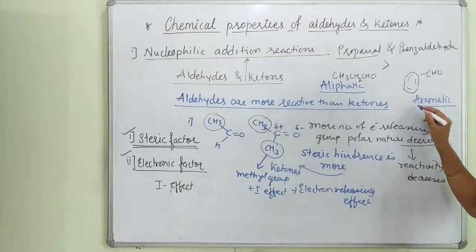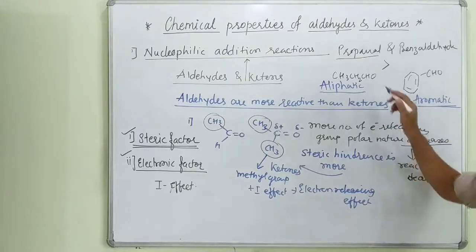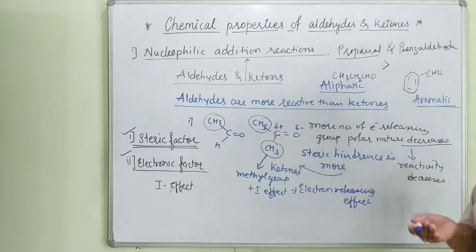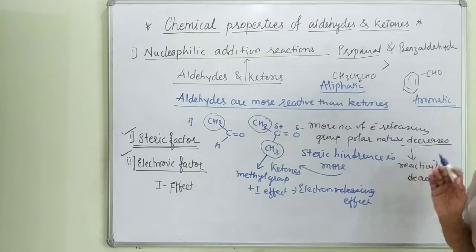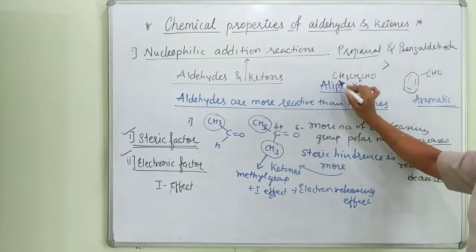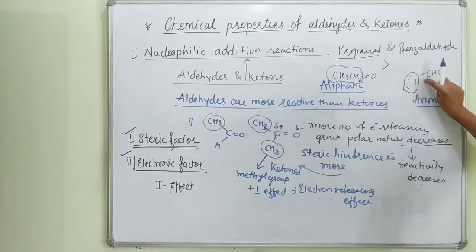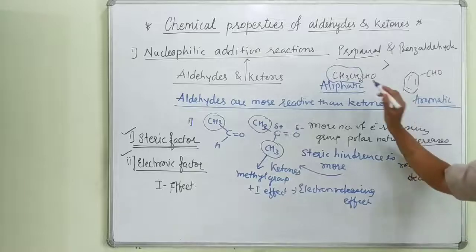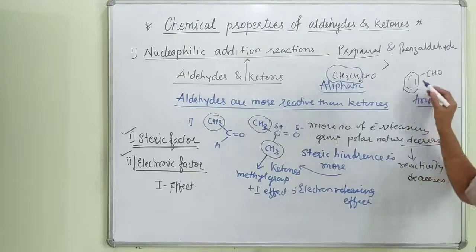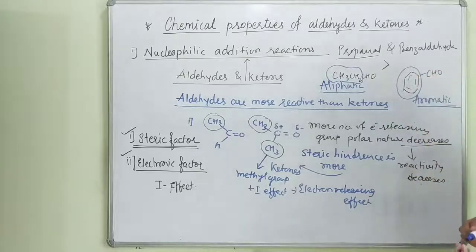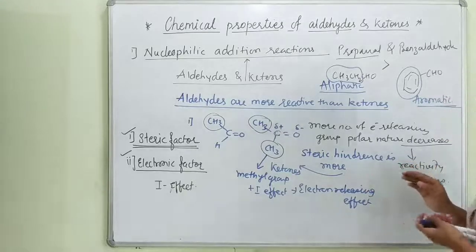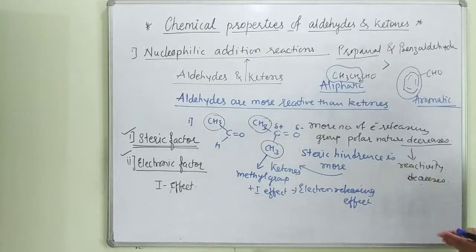out of aliphatic and aromatic aldehydes, we can observe that aliphatic aldehydes are more reactive towards nucleophilic addition reactions. And why are they more reactive? Because of the presence of this group. Here only 2 carbons are involved with the CHO group, but in this one a complete phenyl group is attached. Here we have an ethyl group, and here a phenyl group attached to it, so we will say that propanal is more reactive towards nucleophilic reactions as compared to benzaldehyde.